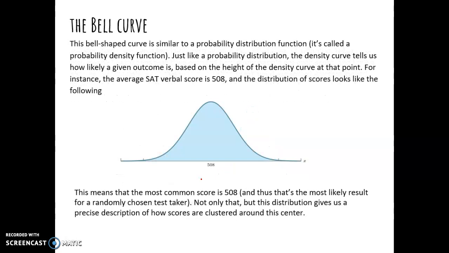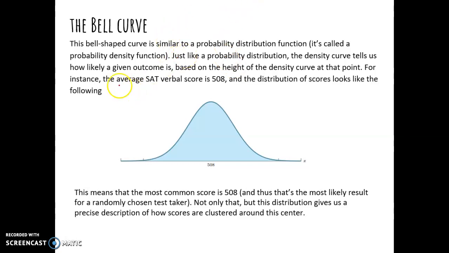Now, bell-shaped curves are a type of probability density function. Not all probability density functions are bell-shaped. Some are skewed left or skewed right, but it is a type of probability density function. It's like a probability distribution, and it tells us how likely a given outcome is.